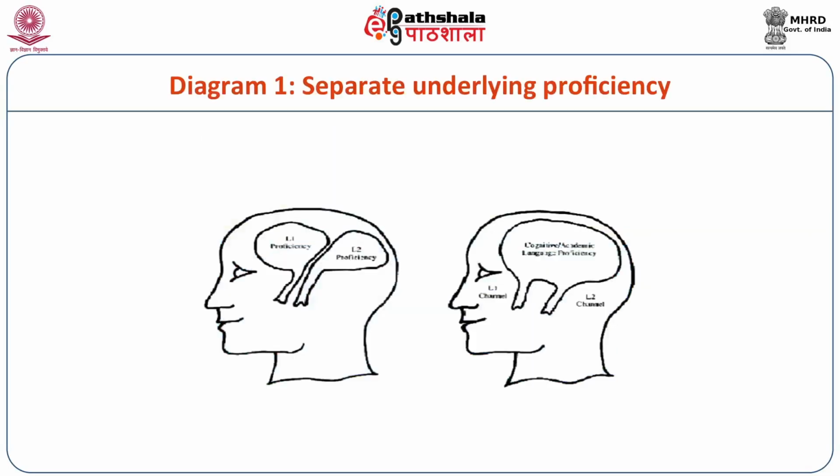In this, we come to know about separate underlying proficiency and common underlying proficiency. You see, L1 and L2 have separate places in the brain, so nobody is affecting or interfering with the other. In the second figure, you see the L1 channel and L2 channel for representing those languages are different, but the thinking process, the storing thing, is somewhere the same.